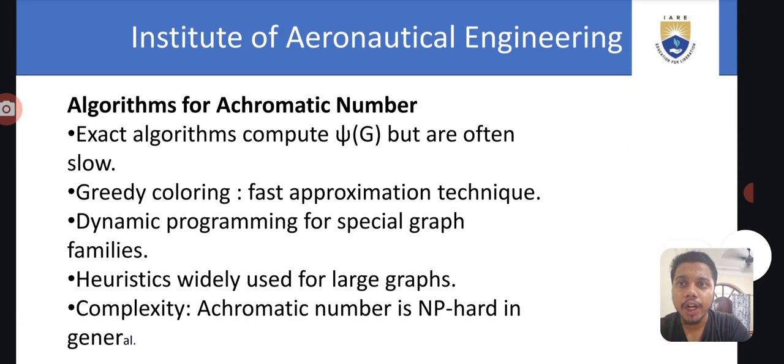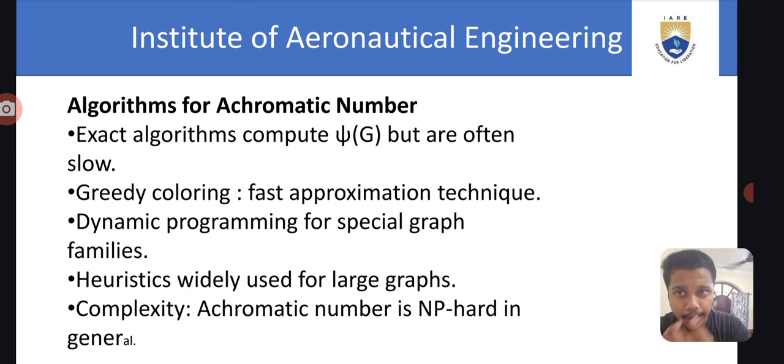Algorithms for the achromatic number. Exact algorithms compute phi of G but are often slow. Greedy coloring is a fast approximation technique, dynamic programming works for special graph families, and heuristics are widely used for large graphs. Complexity: the achromatic number is NP-hard in general.